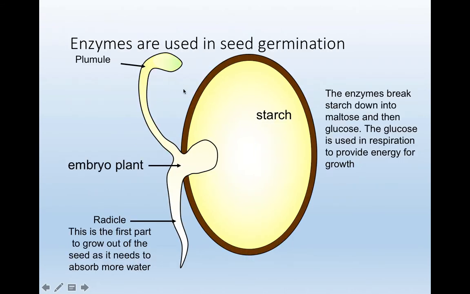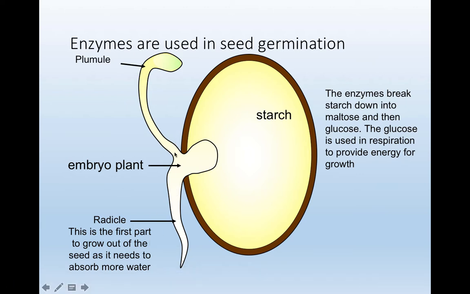Then the plumule is going to head up. Enzymes are going to break down the starches into sugars, and the glucose is used for respiration. It provides energy because we can't perform photosynthesis yet. We're not above the ground. The radicle grows to absorb more water.